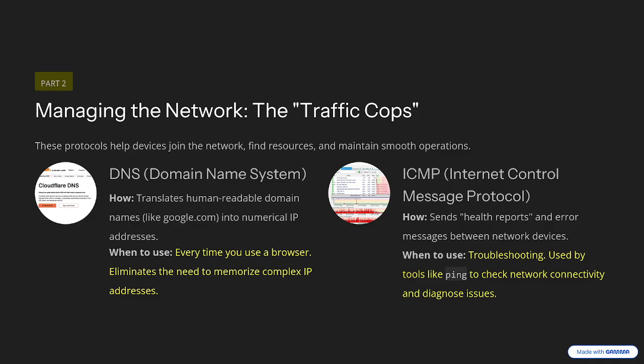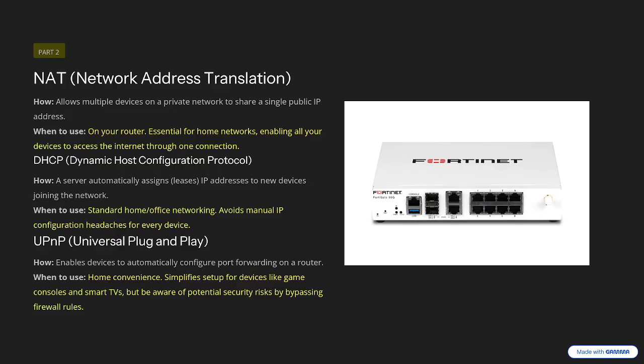ICMP, or Internet Control Message Protocol. How it works is it basically sends health reports and error messages between network devices. When to use it is basically when troubleshooting. The most common command is ping, where you check if the host on the other end is alive or not.